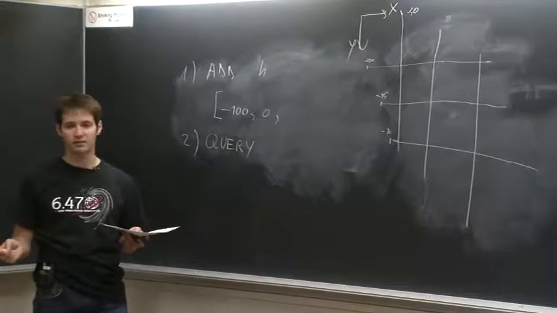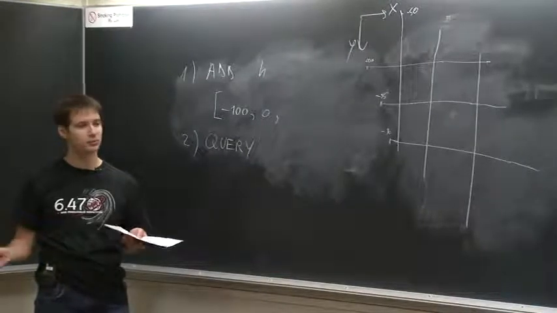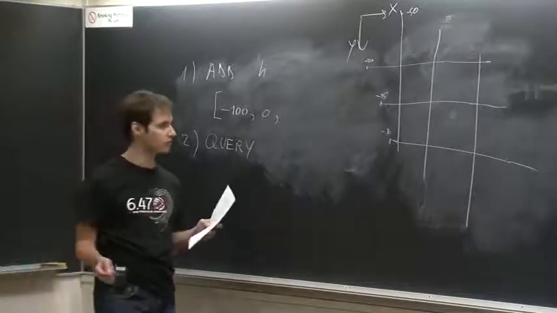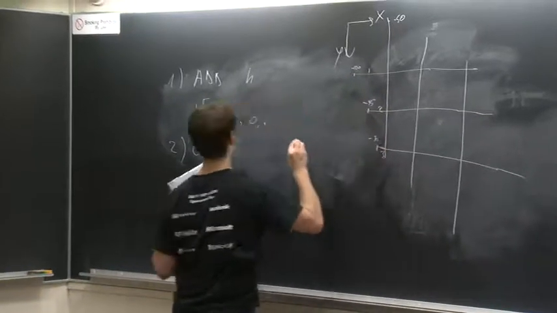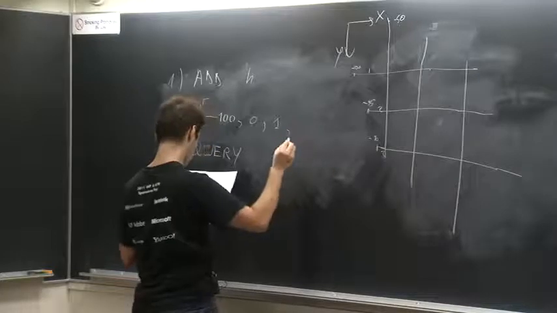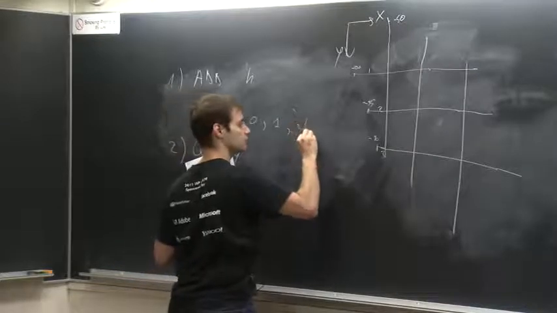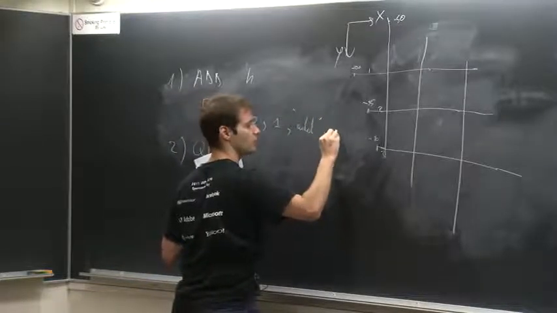So each wire gets a unique ID. That's a number between 0 and the number of wires. So say this is 1, 2, 3. This is going to be 1. And then I have the string add. And then I have the actual wire object.